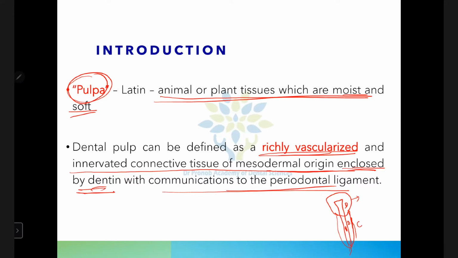So we'll talk about it. But from the pulp, there are connections. There is the apical foramen here, and accessory canals. Through these communications, this pulp is contacting the periapical tissues. So it is richly vascularized. It has a lot of blood vessels. And it is an innervated connective tissue of mesodermal origin. We all understood this. It is enclosed by dentine with connections to the periodontal ligament.